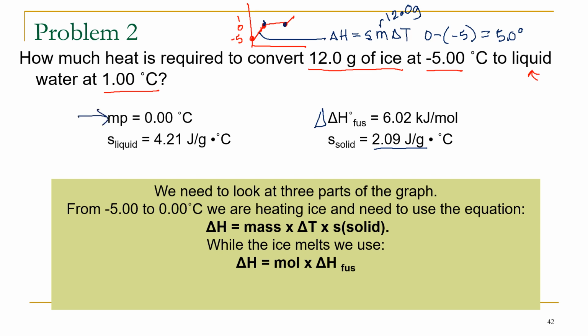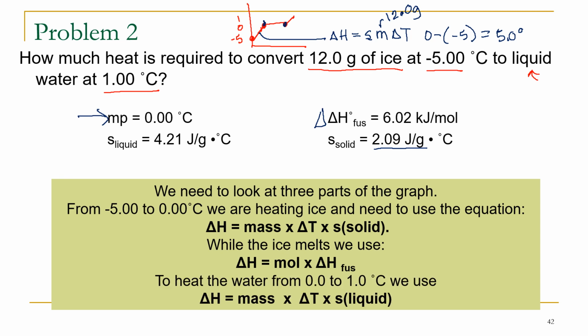You know, if this wasn't water, I assume you know the melting point of water is 0, but if this happened to be ammonia or something else, you would need to know what the melting point is to see if you're going through a phase change from your initial temperature to final temperature, which we are. And then finally, we have to heat the water from 0 degrees to 1. So we need the mass again, which is 12 grams, times the delta T, in this case just 1 degree, times the S of the liquid, which is given to us. So let's work through each of those parts.